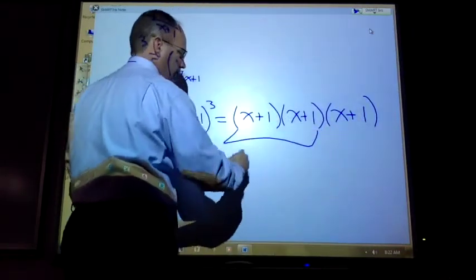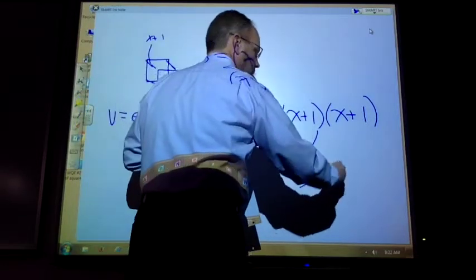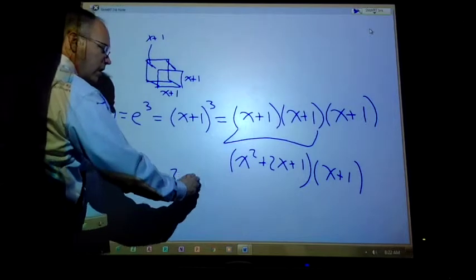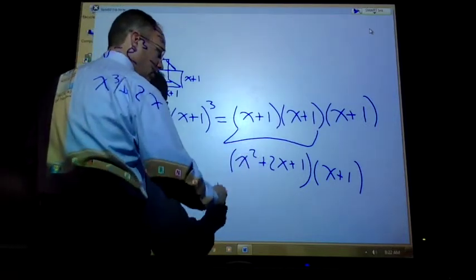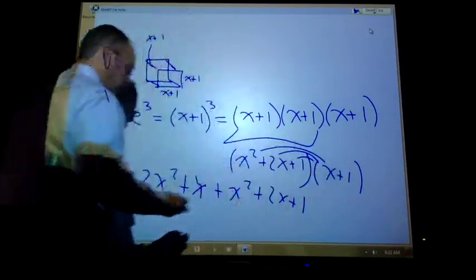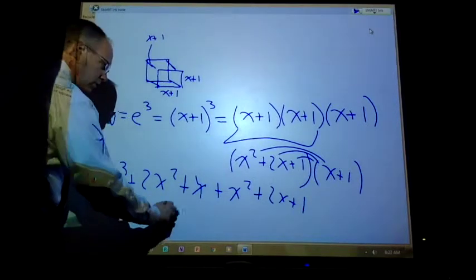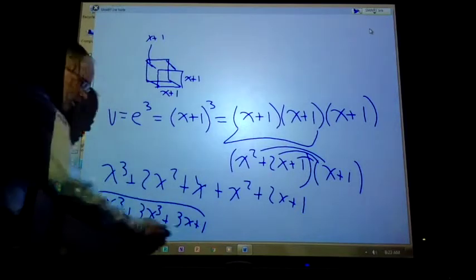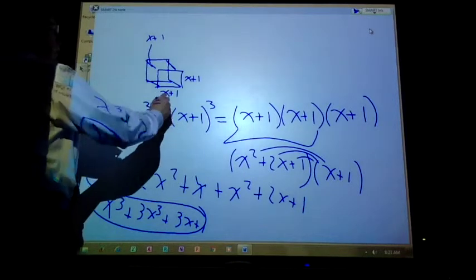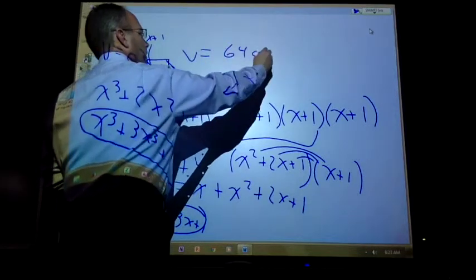So if you multiply those together first, you're going to get x squared plus 2x plus 1. And then you multiply it by another x plus 1. That's going to give me x to the 3rd plus 2x squared plus x, plus x squared plus 2x plus 1. So I just multiplied here, here, and here, as well as the 1 did the same thing. So I get x to the 3rd plus 3x squared plus 3x plus 1. That's what the volume would be. And if we knew that x is 3, then each side is 4. So you get 4 times 4 times 4. So the volume is going to be equal to 64 cubic units.